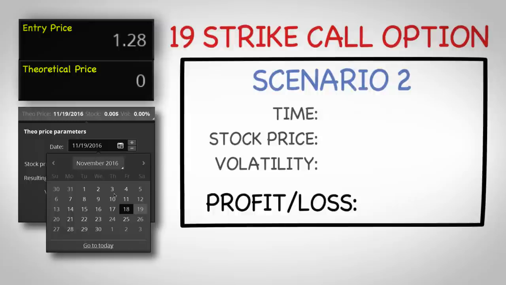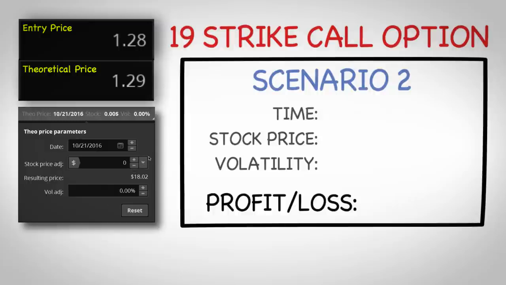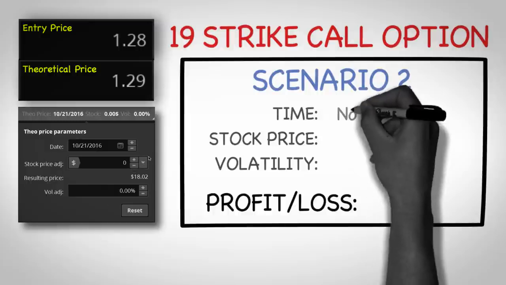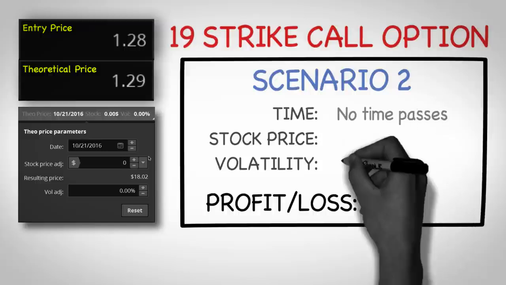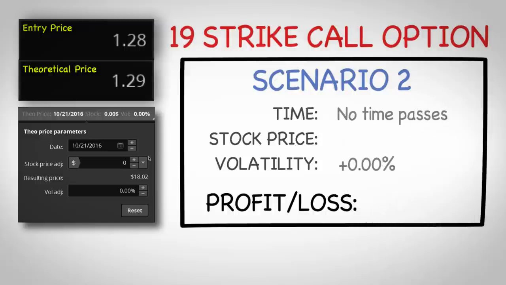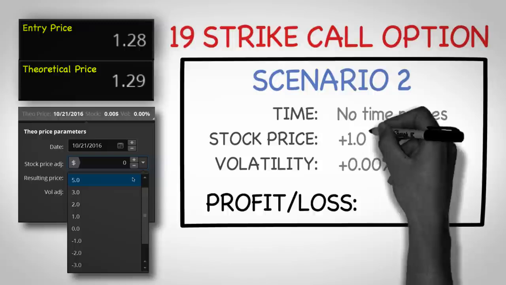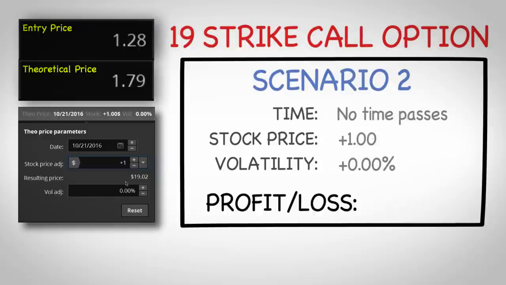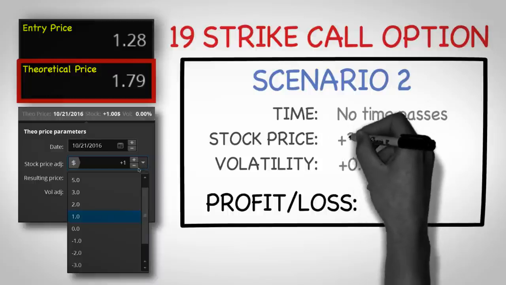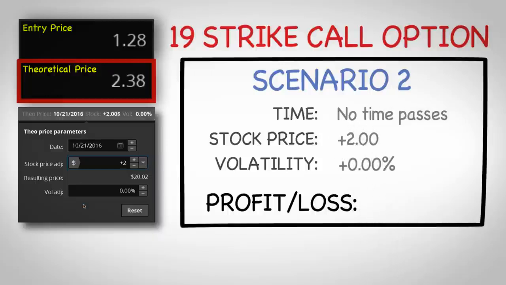Okay, now let's say the price of Twitter goes higher immediately after entering the trade. So no time passes and implied volatility doesn't change. So let's say the stock is instantly 1 point higher. You can see the price of this option is now at 179. Now let's say it went up another point, so it's up a full 2 points from where you entered. You can see that the option's price is now at 238.